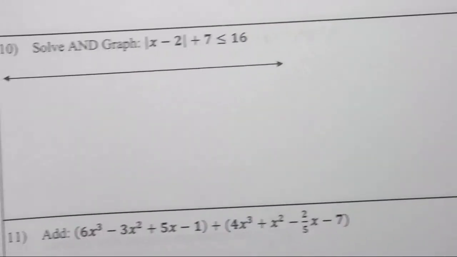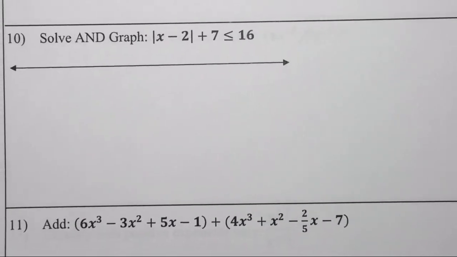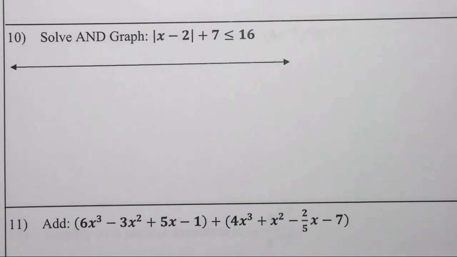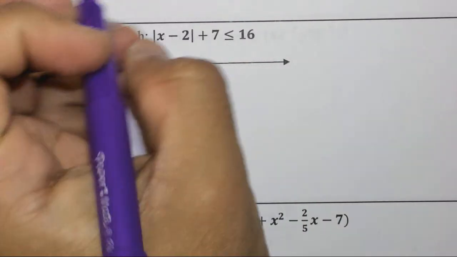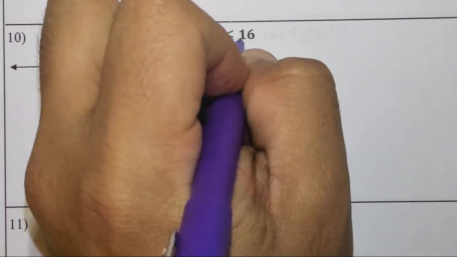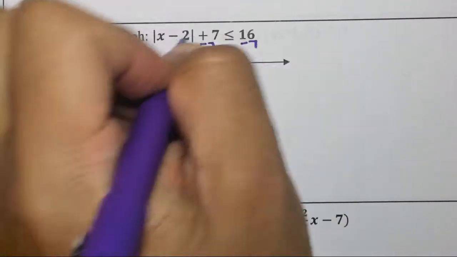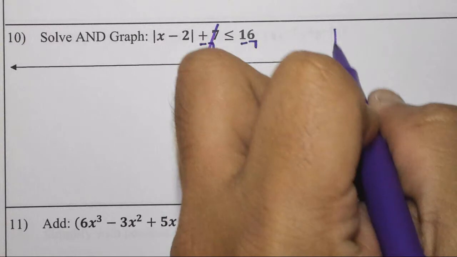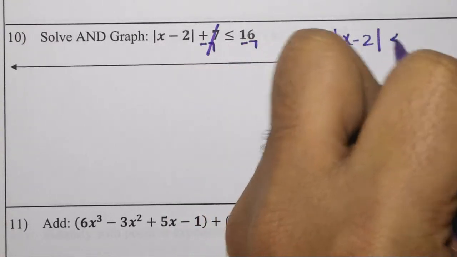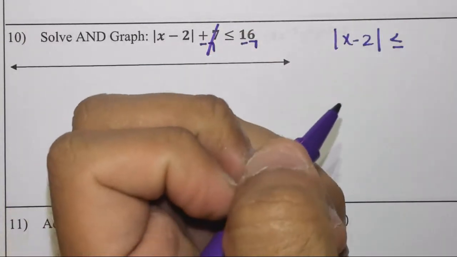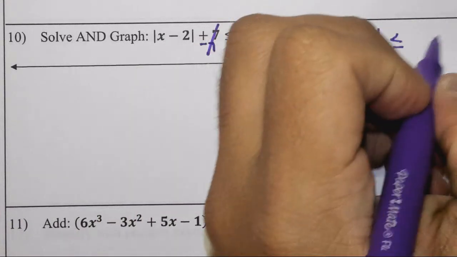Okay, now let's do this one, number 10. I'm going to isolate the absolute value, so I'm going to subtract 7 on both. So I get the absolute value of x minus 2 is less than or equal to 9.